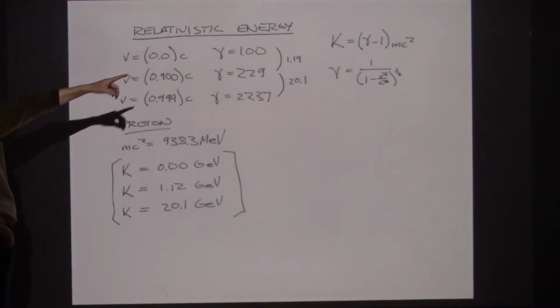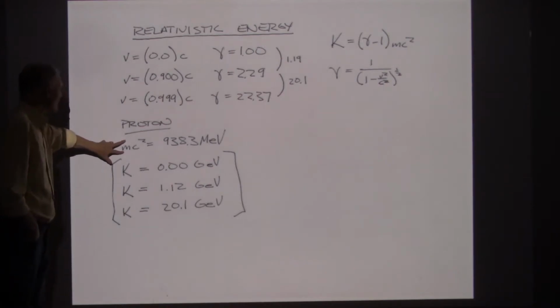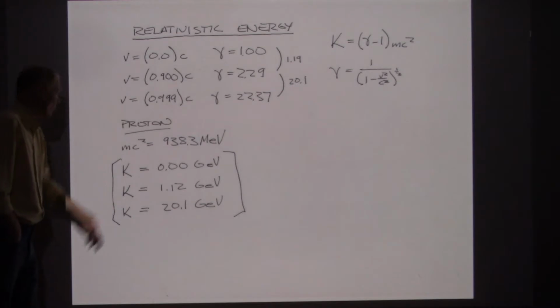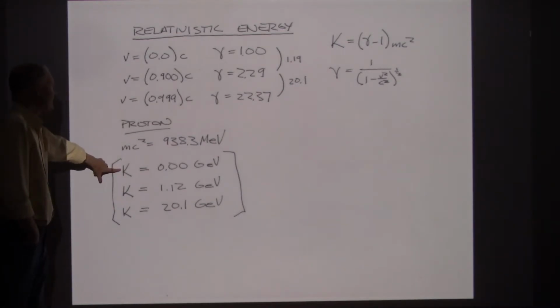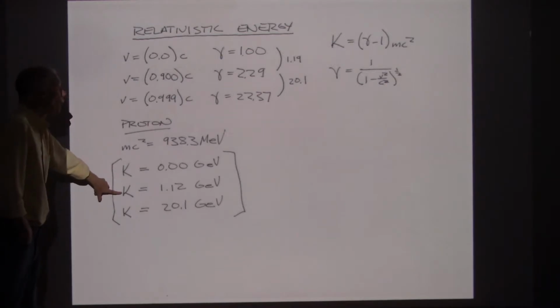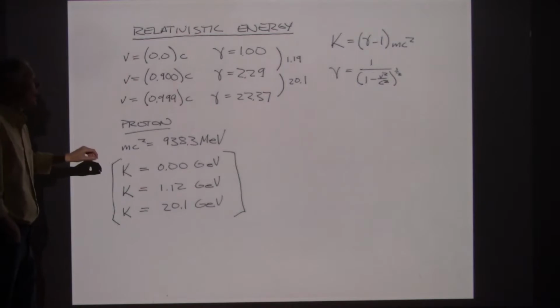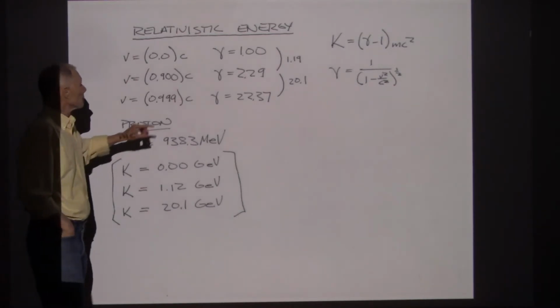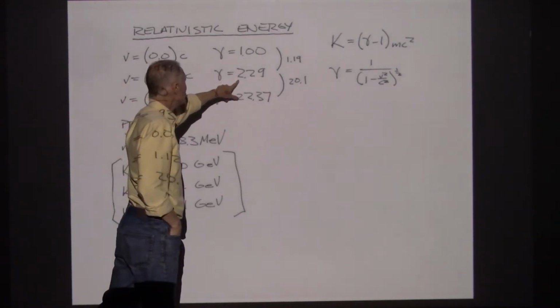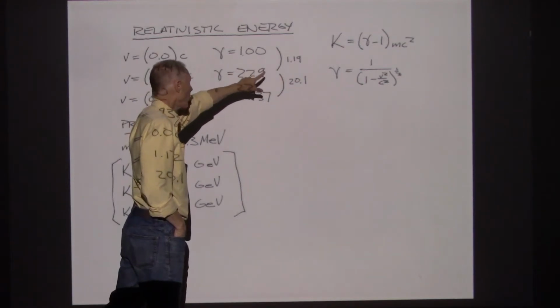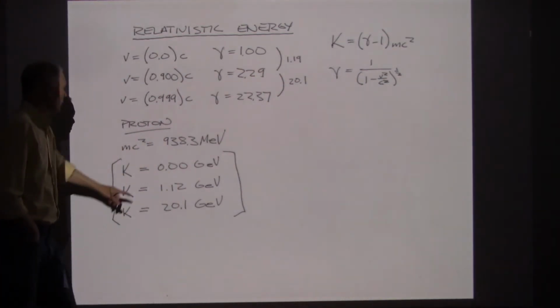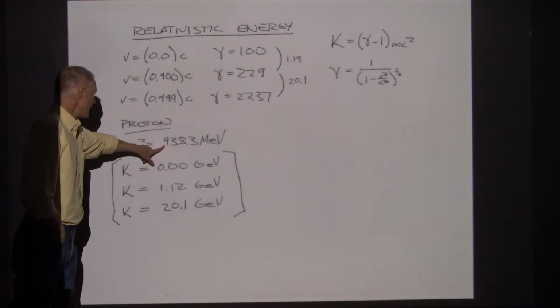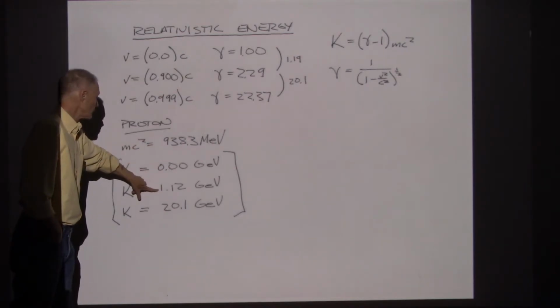Using the formulas we have for the kinetic energies. So here is the mass energy of the proton. mc squared is 938.3 MeV. There's a kinetic energy here at rest. The kinetic energy would be 0. Once we get to here, 2.29 minus 1 would be 1.19. And that 1.19 times the 938.3 gives us 1.12 GeV.